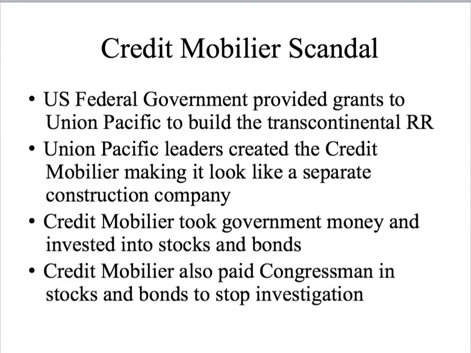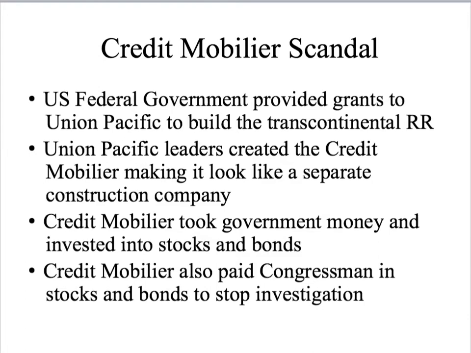During this time, there was also a general distrust in the American federal government. This was due to a number of scandals that occurred. The most famous was the Credit Mobilier scandal. The U.S. federal government provided grants to the Union Pacific to build the Transcontinental Railroad. Union Pacific leaders created the Credit Mobilier, making it look like a separate construction company when actually it was under their own control. Credit Mobilier took government money and then invested into stocks and bonds.